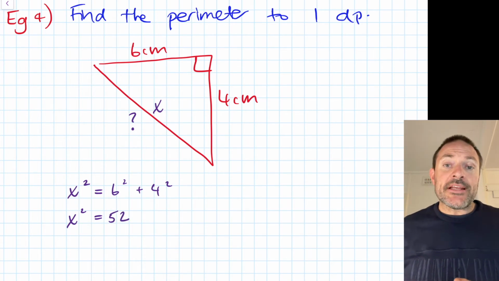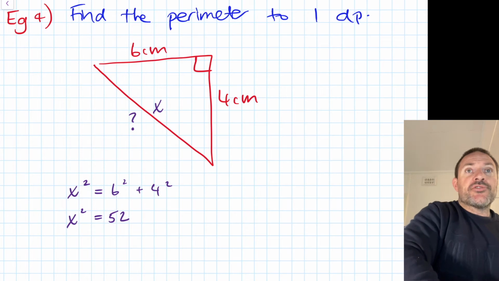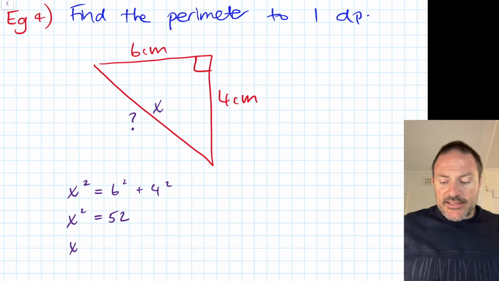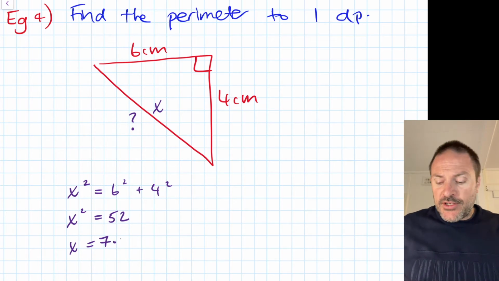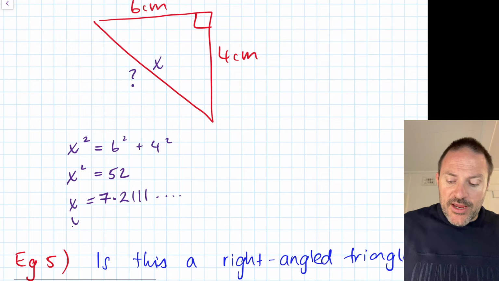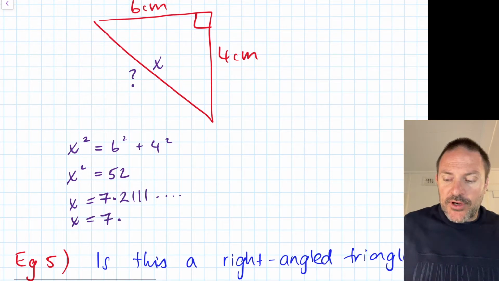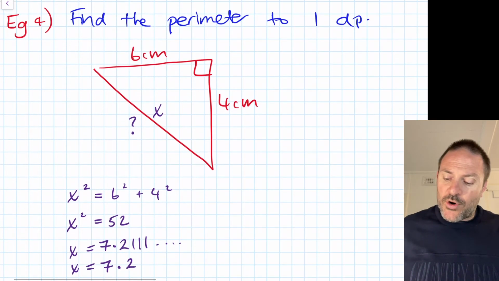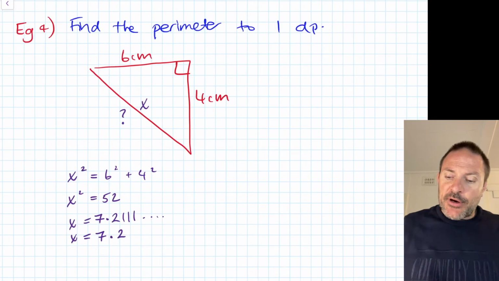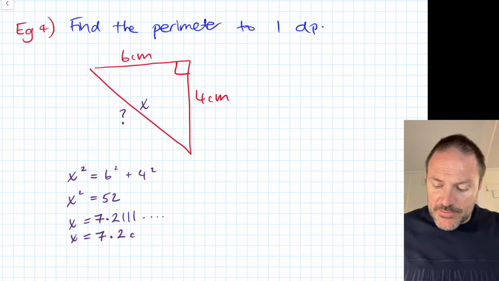Now it says to 1 decimal place. So I'm going to square root my answer on my calculator. And it says x equals 7.2111... Now it said 1, didn't it? 1 decimal place is 7.2. Okay, so that's my first part, and it's in centimeters.